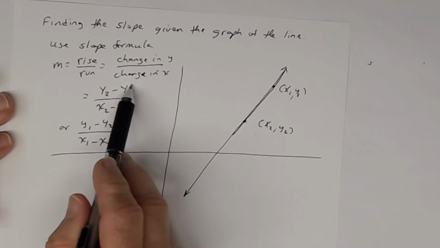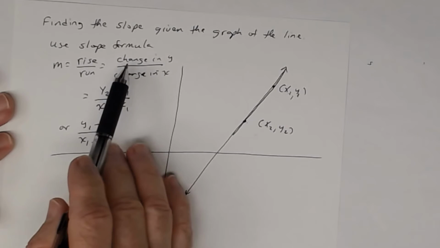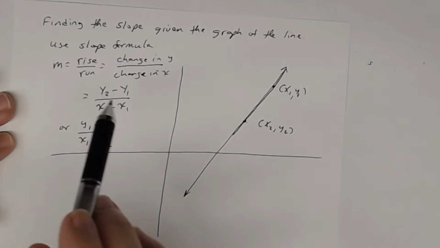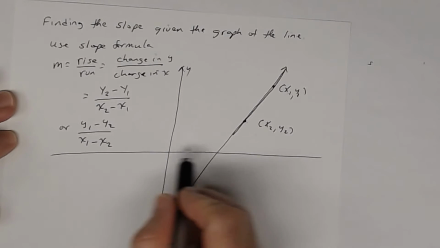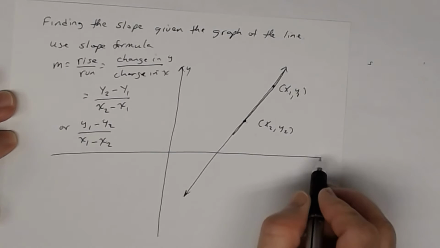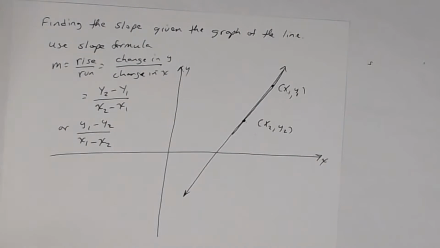So notice the y-coordinates go in the numerator, the x-coordinates go in the denominator. So change in y divided by change in x. Rise, meaning going up and down. So when you go up and down, think about the y-axis. When you go right, left, so the run, think about the x-axis. All right, so that's the formula. So let's go ahead and look at number 1.